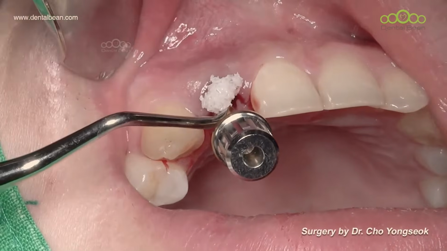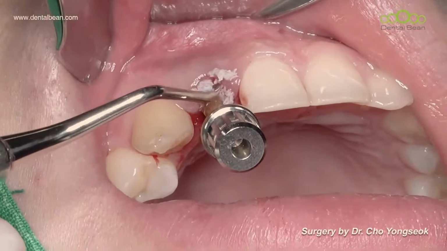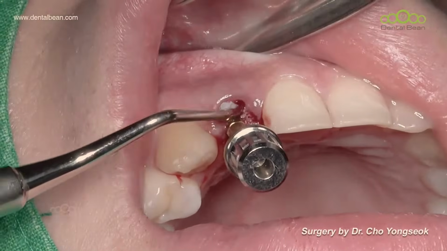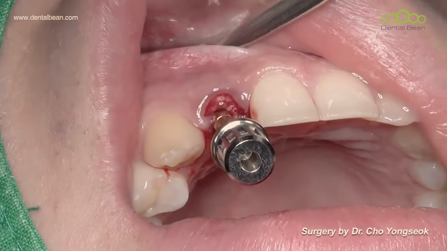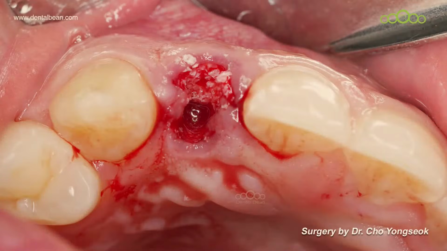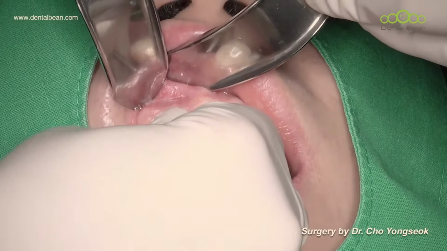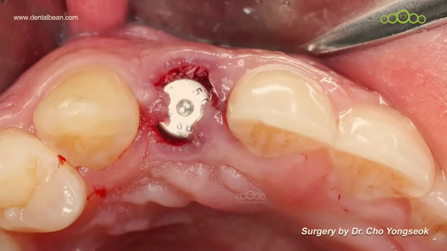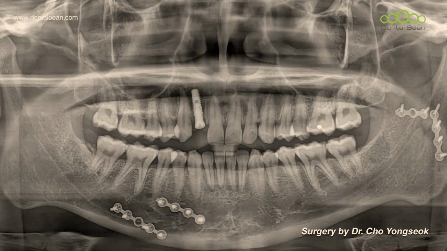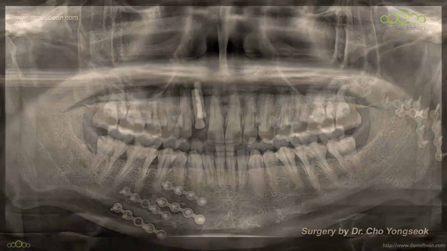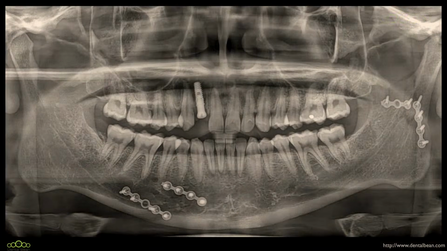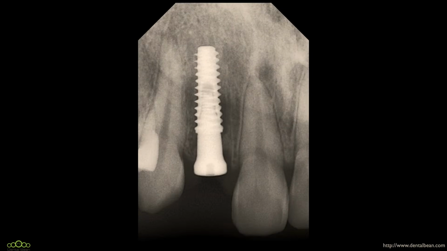ISQ value was not bad, but generally we recommend intra-socket bone grafting. I lightly filled the gap with xenograft. I omitted flap approximation and finished the surgery. Here, in the postoperative panoramic image, the implant was placed deep and slightly tilted toward the distal. It is the same, as I mimicked the axis of the natural tooth root, like this.